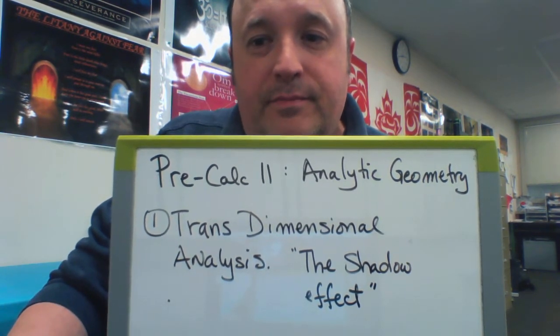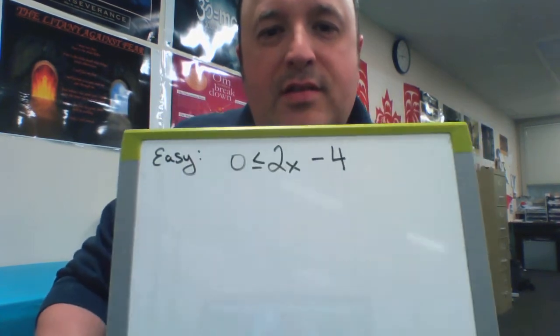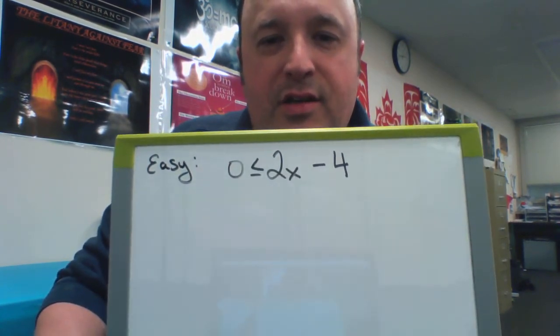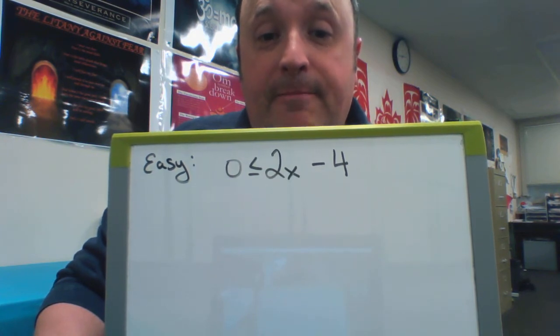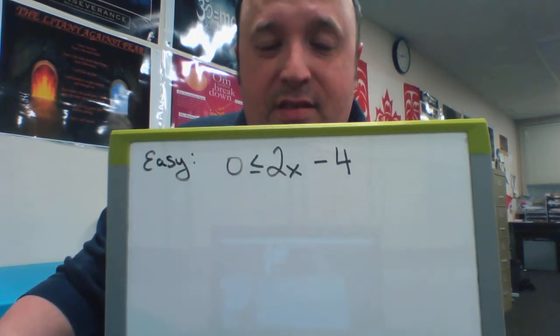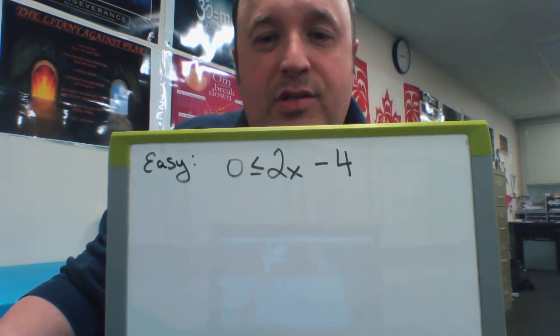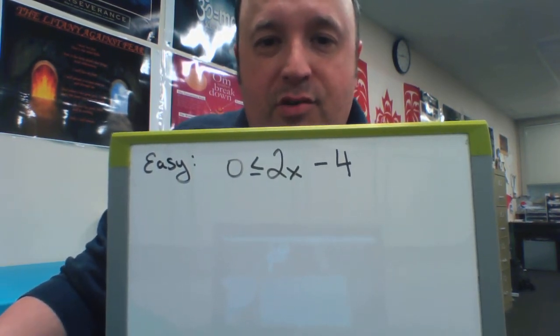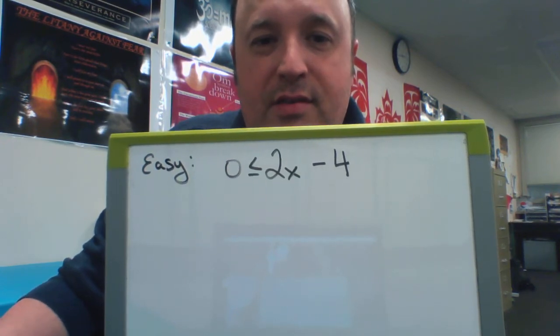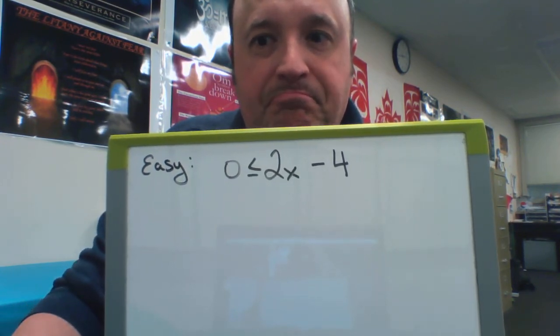So let's get started. Okay, so I've chosen this example here as a nice introduction to the idea of the shadow effect. And yeah, so let's get started with solving this. This is just a standard regular algebra question. Well, it's an inequality question, so there'll be regions that are true and false. So let's have a look and see how this plays out.